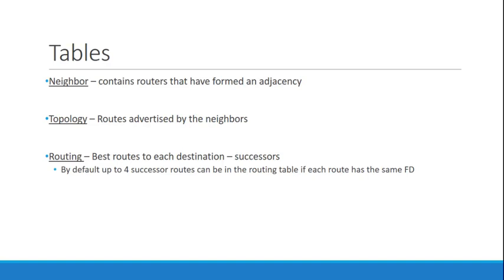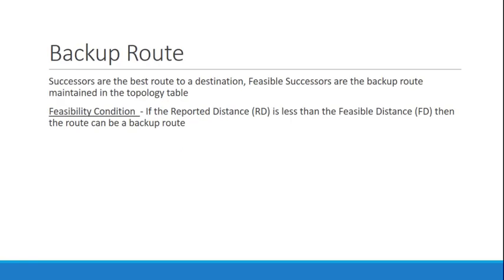So inside that routing table, our third table, are the best routes to each destination, also referred to as the successors or successor routes. By default, up to 4 successor routes can be in the routing table if each route has the same feasible distance. So next we're going to look at feasible distance, reported distance, and specifically as it pertains to a backup route. Successors are the best route to the destination, whereas feasible successors are the backup route maintained in the topology table.